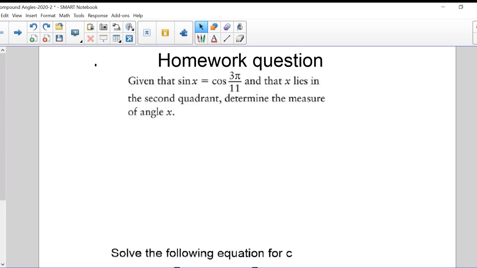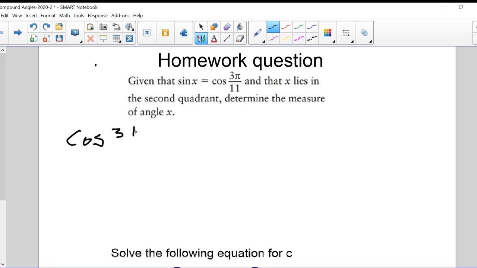So it tells us that x lies in the second quadrant, and they're asking us to determine the measure of the angle x. Now, is there a way, I'm going to write the following down now. The cosine of 3 pi over 11. Is there a way that I can rewrite that using one of those co-functions?